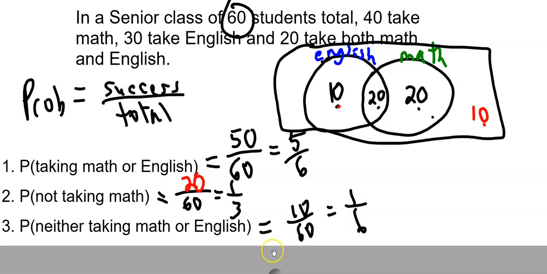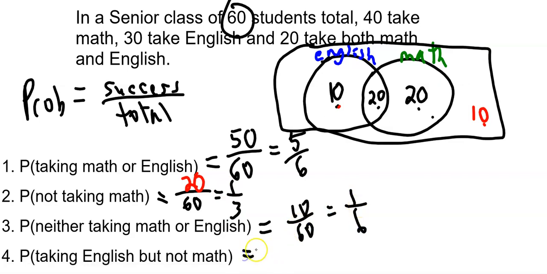You always want to simplify probability. And finally, the last one would be, again, out of 60 as a total, taking English, but not math. So there are 30 that are taking English, but not math. Ooh, this is a tough one. So you have to really think about this. Taking English, but not math. So there's 30 people taking English, but 20 of them are actually taking math. So there's only 10 that are taking English but not math. So 1/6.